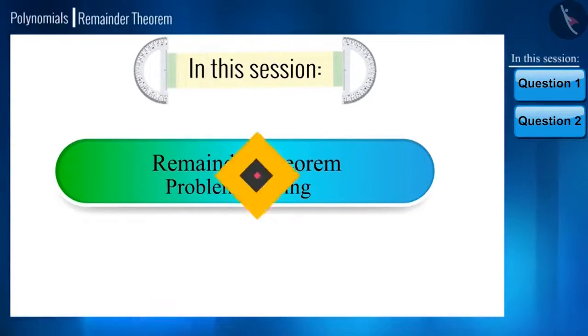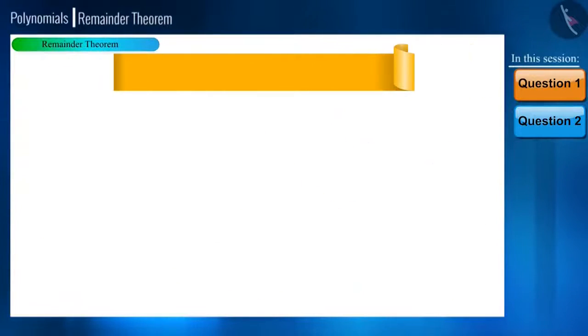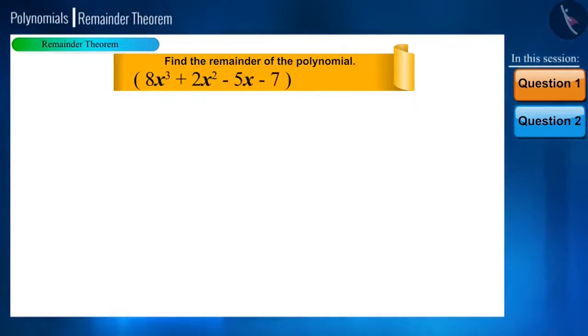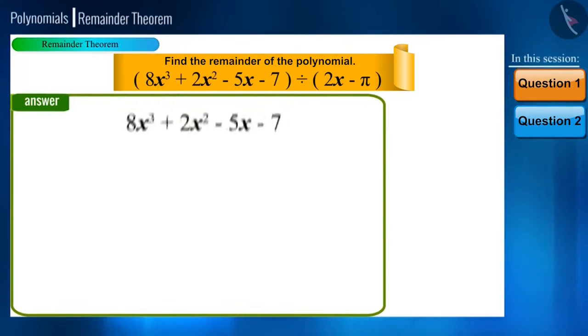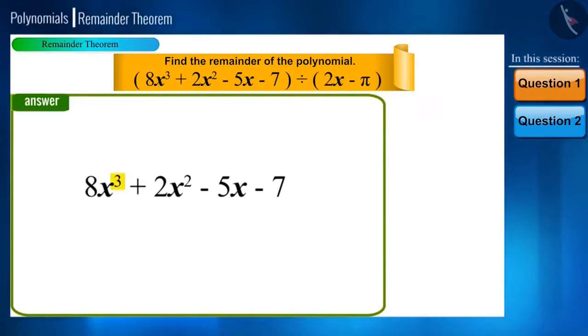So, let's start with our first question. Divide the polynomial 8x cubed plus 2x squared minus 5x minus 7 by a linear polynomial 2x minus pi to find the remainder. We have to first ensure that the given polynomial is arranged in the descending order of its powers.